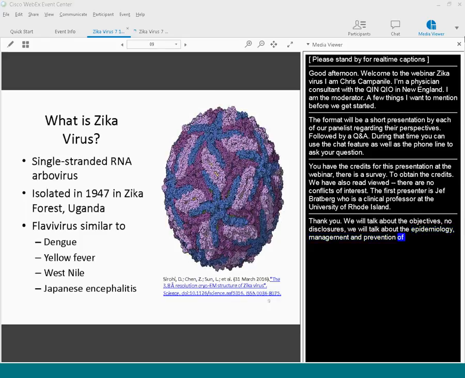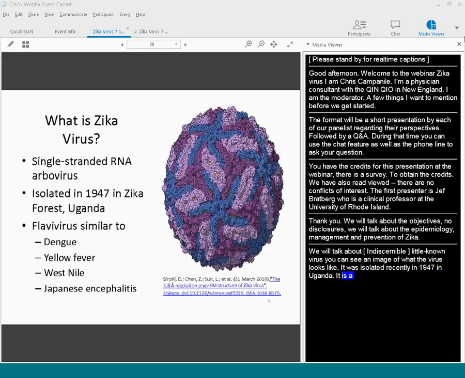Go to the next slide, and we'll talk a little bit about what the Zika virus is. It's a single-stranded RNA virus, an arbovirus, or arthropod-borne virus. It's a little-known virus, and you see an electron microscopy image there of what the virus actually looks like. It was first isolated in 1947 in the Zika forest in Uganda, hence its name. It's a flavivirus, similar to dengue, yellow fever, West Nile, and Japanese encephalitis.